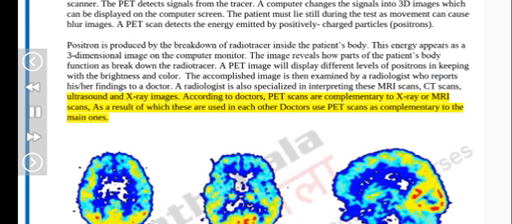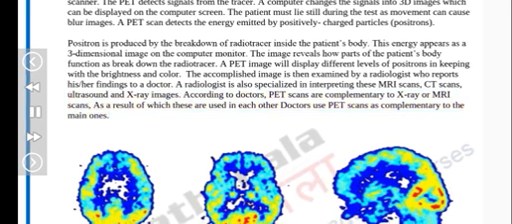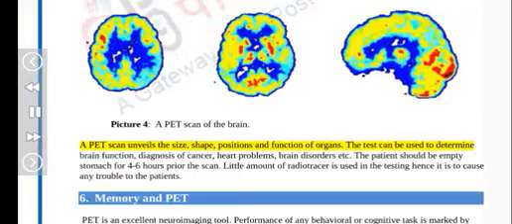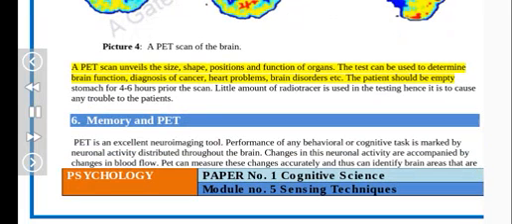According to doctors, PET scans are complementary to X-ray or MRI scans, and doctors use PET scans as complementary to the main ones. Picture 4. A PET scan of the brain. A PET scan unveils the size, shape, positions and function of organs. The test can be used to determine brain function, diagnosis of cancer, heart problems, brain disorders, etc.